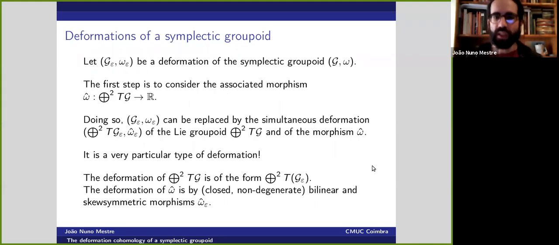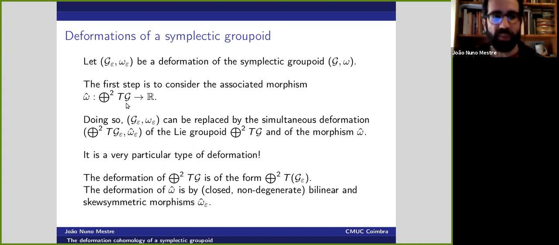Okay, so what are deformations of symplectic groupoids? We'll start breaking them into pieces and study those pieces separately. A deformation of a symplectic groupoid should be a deformation (G epsilon, omega epsilon) of the symplectic groupoid (G, omega), where G epsilon is a deformation of the groupoid, omega epsilon is a deformation of the form, such that at each time epsilon, they form a symplectic groupoid.